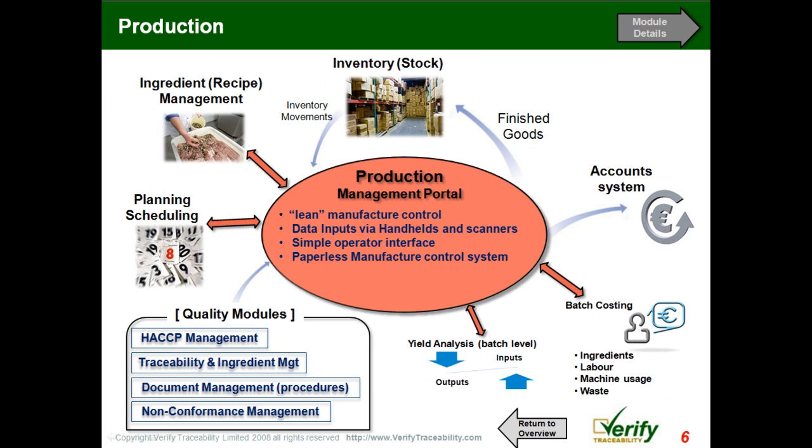If we look at the production, you can see that the HACCP is included, traceability and ingredient management, document management, and non-conformance management. If you look under the red bubble there, it says yield analysis, batch level. This is a batch operated system, so it makes the traceability much easier, and also even in the process you will be able to see if yields, for example, are compliant to where they should be.